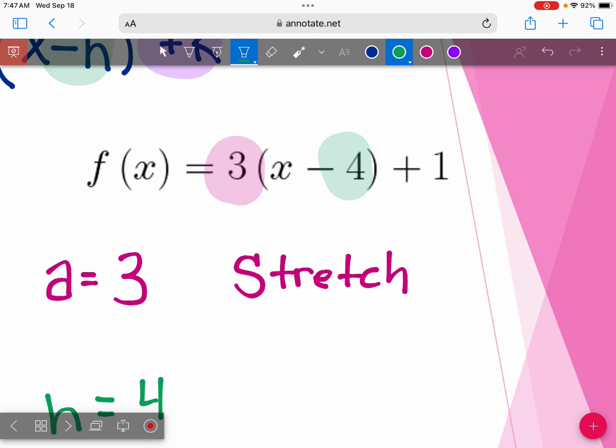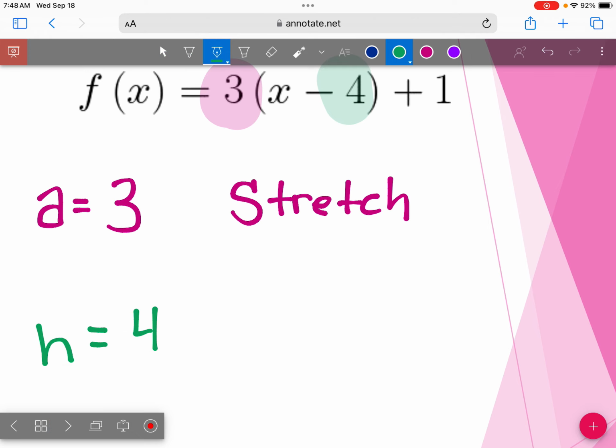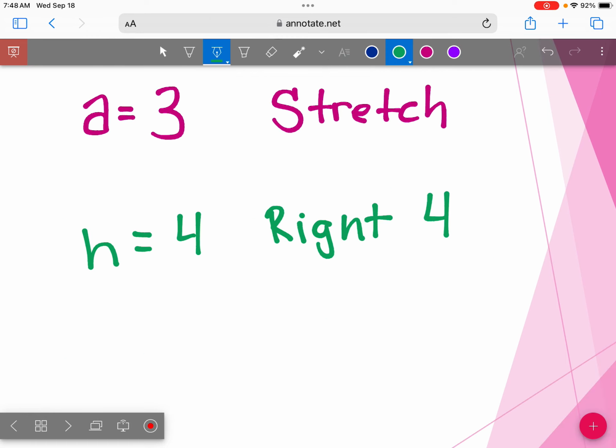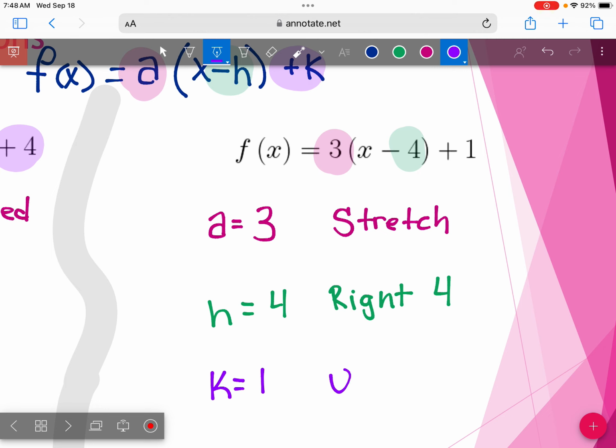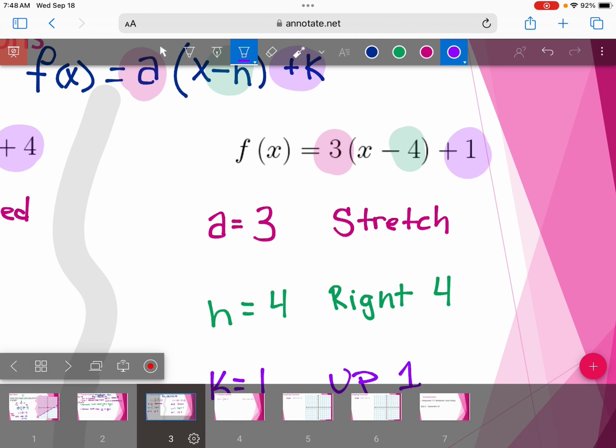So if my h is positive 4, which direction do we go? Right. So this is going to go right 4. What is our k? Which means what way does it go? Up. This is going to go up 1. Okay.